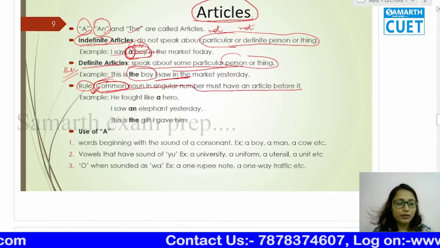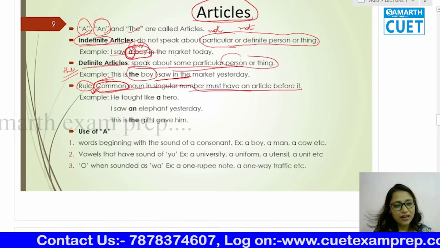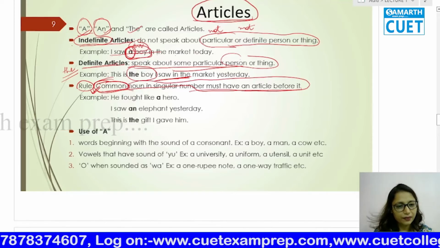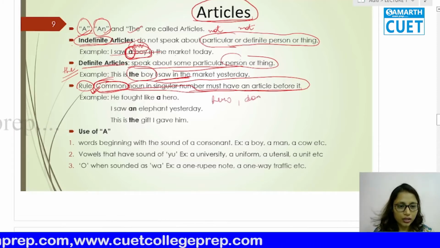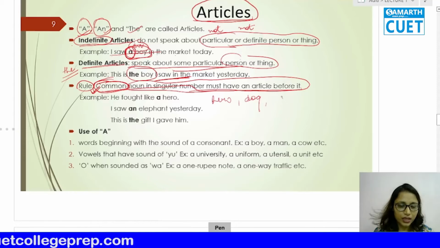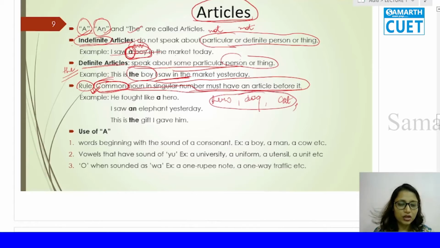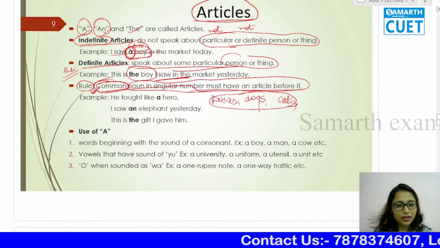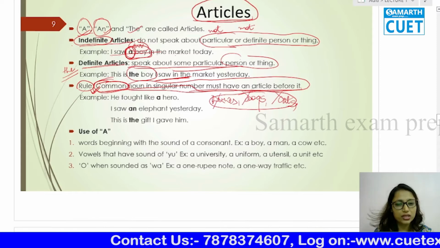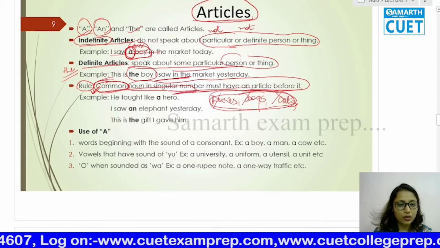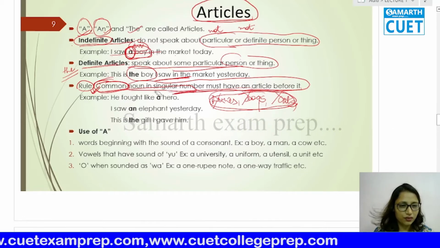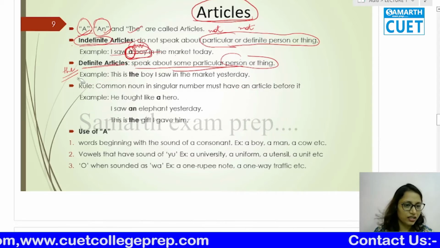So let's move to our rule: a common noun in singular number must have an article before it. That means if I am talking about hero, dog, cat, all these are very common nouns. I'm not talking about them as dogs, cats, heroes. If they are in plural form, we are not going to use an article before them, but if they are used in singular number, we are going to use one. Just wait a minute, I'll rub this off. This is too much written, I think, very distracting to you people also.